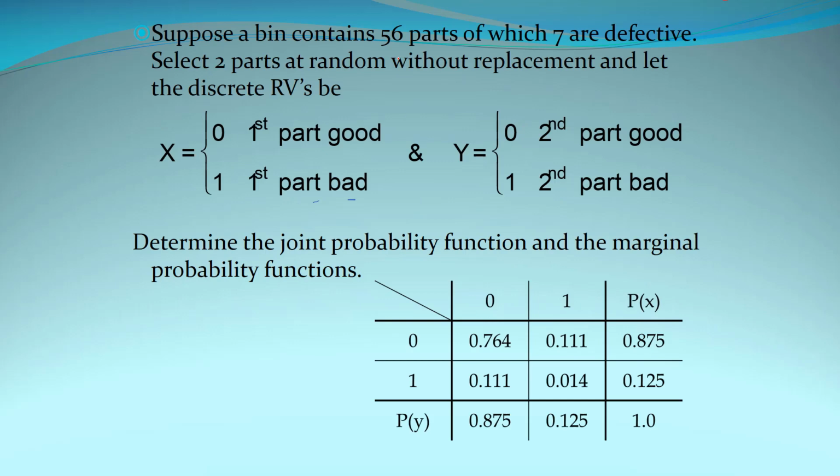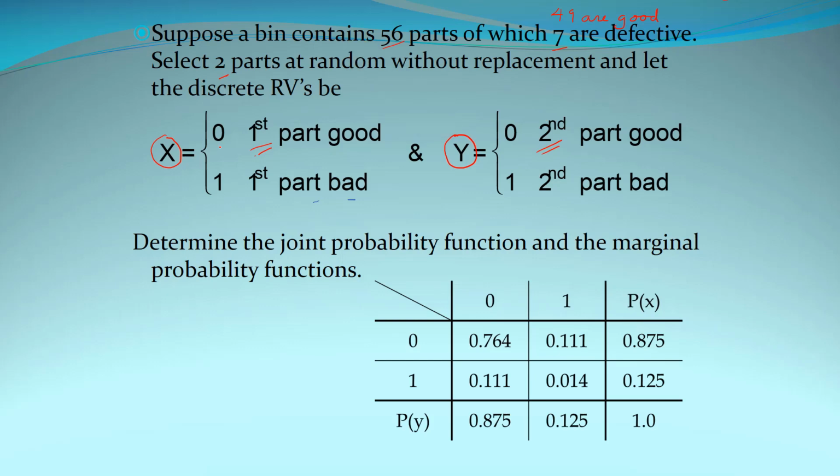So let's start with a good problem. The best problem to present is a bin that's got 56 parts, and 7 of them are defective, which means 49 are good. We're going to select 2 parts at random without replacement, and we're going to let those discrete random variables be x, the first part, and y, which will represent the second part.